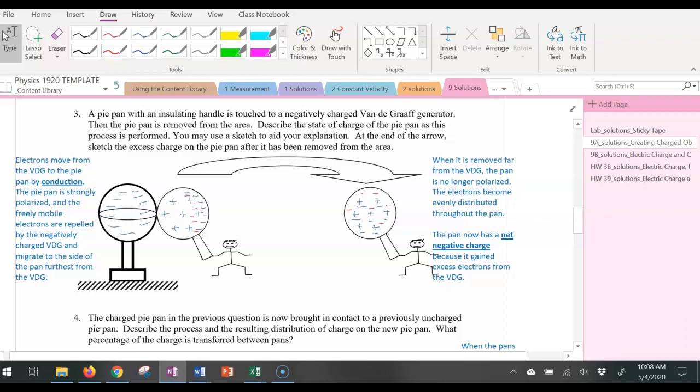Then Mike pulls the pan away, and he moves far away from the Van de Graaff generator. So now the pan is no longer polarized, and so the electrons become evenly distributed throughout the pan. But there's more than one electron for every proton now. The pan now has a net negative charge because it has gained electrons from the Van de Graaff generator.